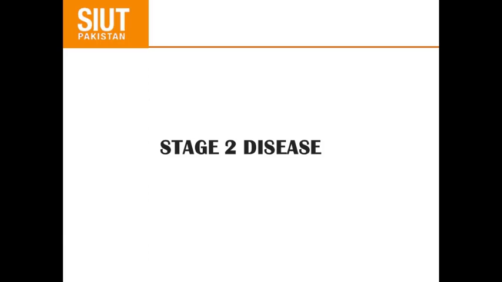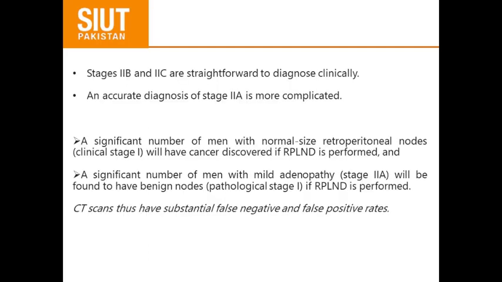Now, stage 2 disease. Stages 2B and 2C are straightforward to diagnose clinically, but the accurate diagnosis of stage 2A is more complicated. This is because a significant number of men with mild adenopathy, which was previously thought to be clinical stage 2A disease, will be found to have benign nodes, that is pathological stage 1, if RPLND is performed. And similarly, a significant number of men with normal-sized retroperitoneal nodes, that is clinical stage 1, will have cancer discovered if RPLND is performed.